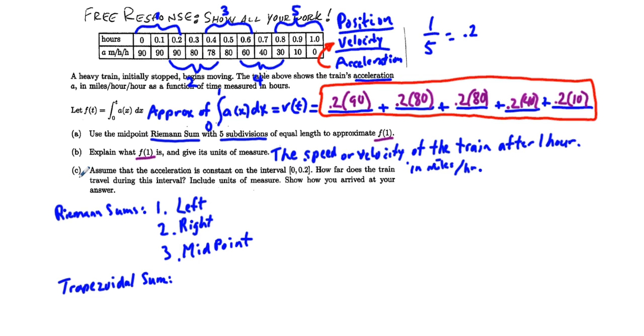Now we get to part C, which a lot of you had trouble with. Assume the acceleration is constant on the interval from 0 to 0.2. How far does the train travel during this interval? Include units of measure. Show how you arrived at your answer.